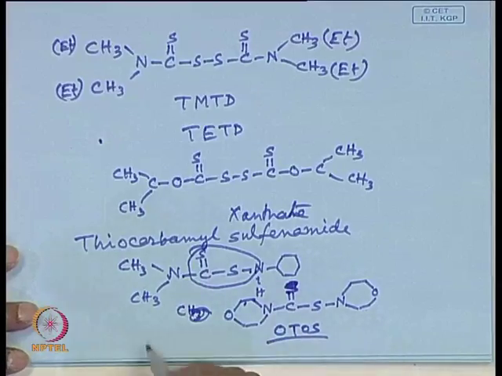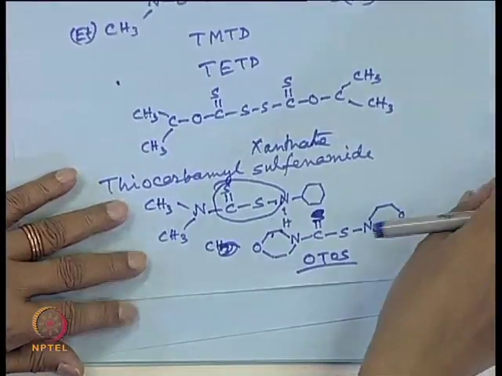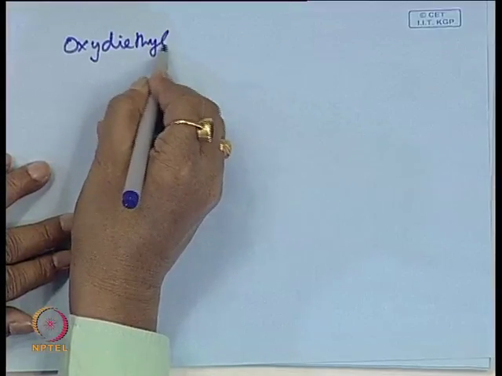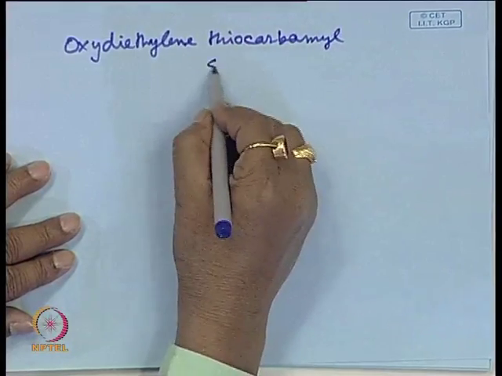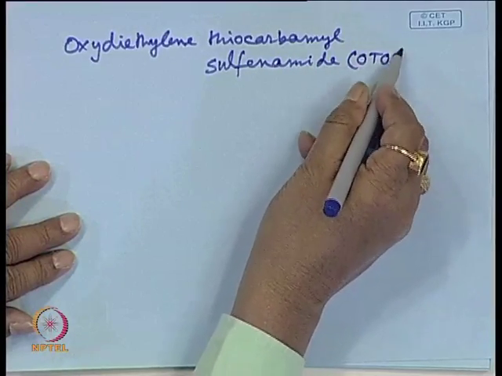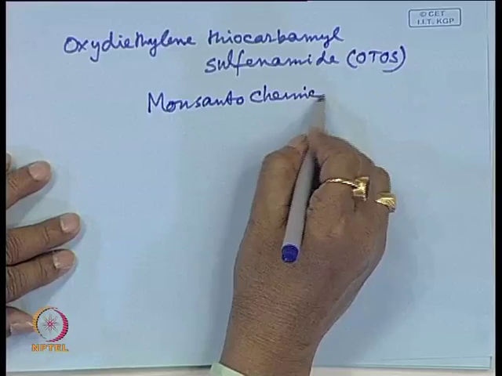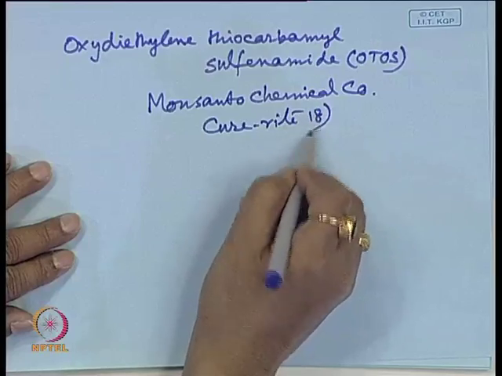It is actually called oxy... a Monsanto chemical product, in the trade name chloride 18. Thank you very much.